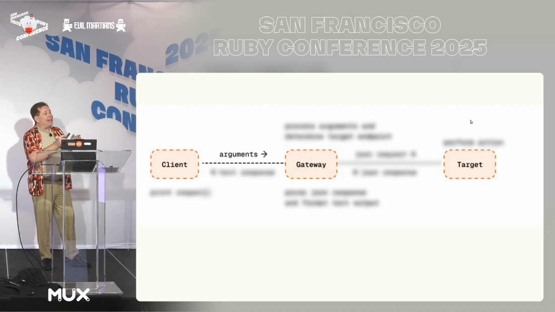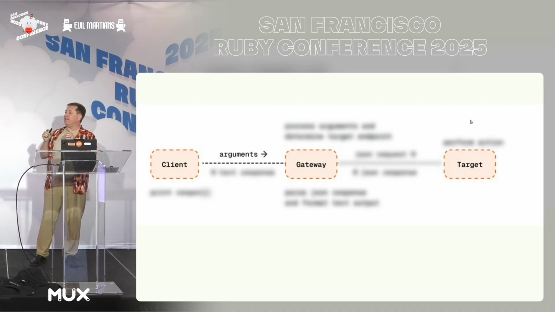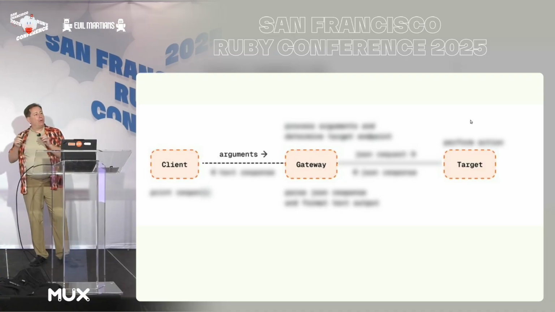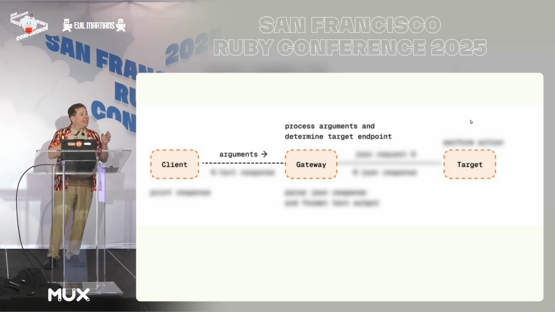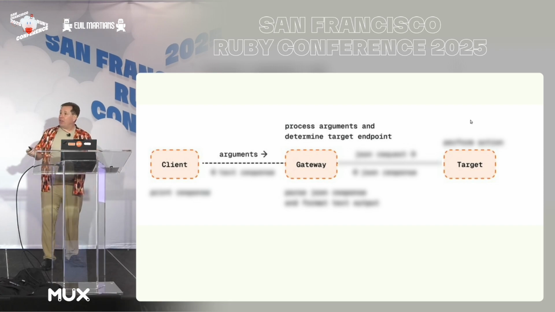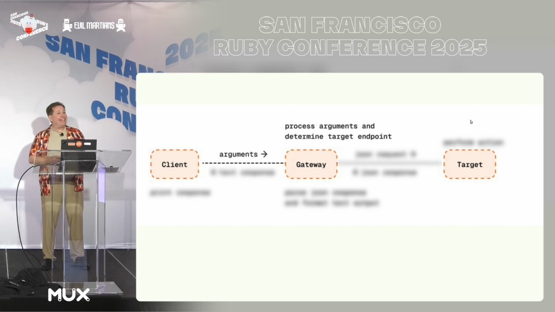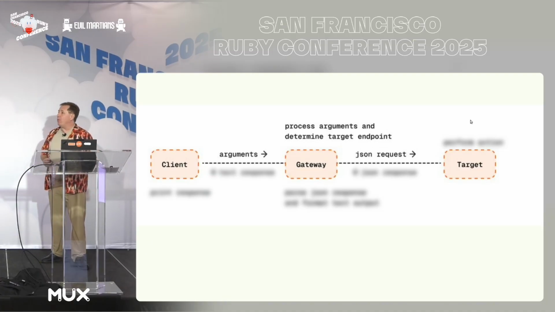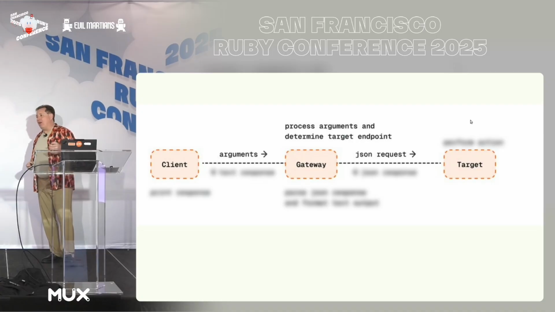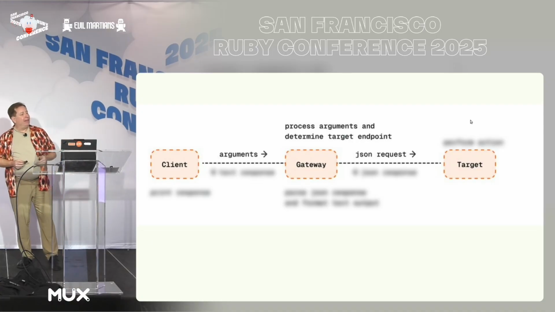Instead, it formats them as a JSON array and sends a POST request to the gateway endpoint with that JSON in the request body. Now, the gateway endpoint is a single HTTP route that accepts a JSON array of strings, which are the command line arguments passed to the client. The gateway endpoint parses this JSON array and determines the target endpoint to contact. The gateway endpoint formats a request body if needed and sends the request to the target endpoint.